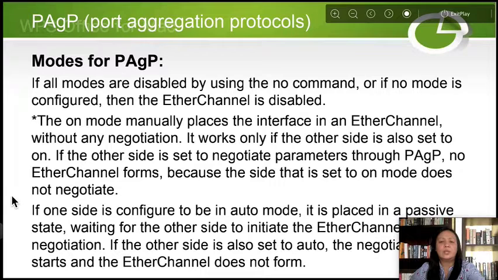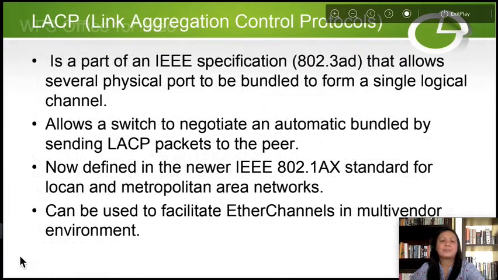If one side is configured to be in auto mode, it is placed in a passive state, waiting for the other side to initiate the EtherChannel negotiation. If the other side is also set to auto, the negotiation does not start and the EtherChannel does not form.